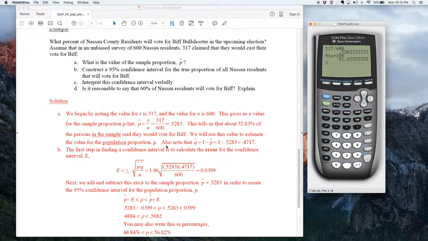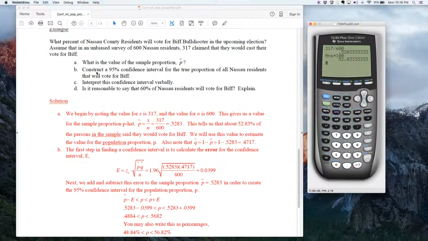Okay, great. I put a little note here: also note that q hat is the proportion of people that are not going to vote for Biff, in other words, the ones that said no. So obviously, if about 53% said, yeah, I'm going to vote for Biff, then 1, which is 100%, minus 0.5283 is about 47%. So 47% of our sample said, nope, I'm not voting for Biff. The question didn't ask me for q hat, but we're going to use q hat in a calculation of the error, so that's why I calculated it here.